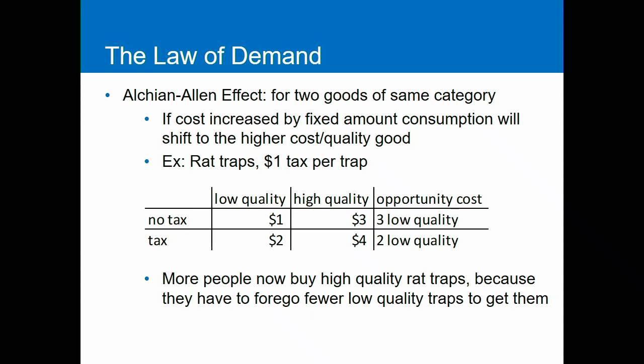The most difficult part to grasp about this. So do you guys have any questions in general about what we talked about on Friday, or about the Alchian-Allen effect specifically? It's kind of counterintuitive at first because you see they're both getting more expensive, so you think people are going to buy less of the more expensive good. But because of opportunity cost, it ends up being relatively cheaper to buy the more expensive good. You have to give up less of the low cost, low quality good.